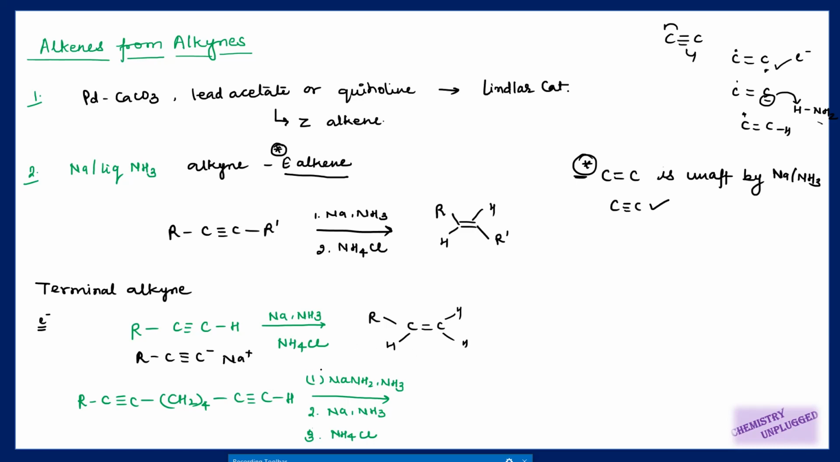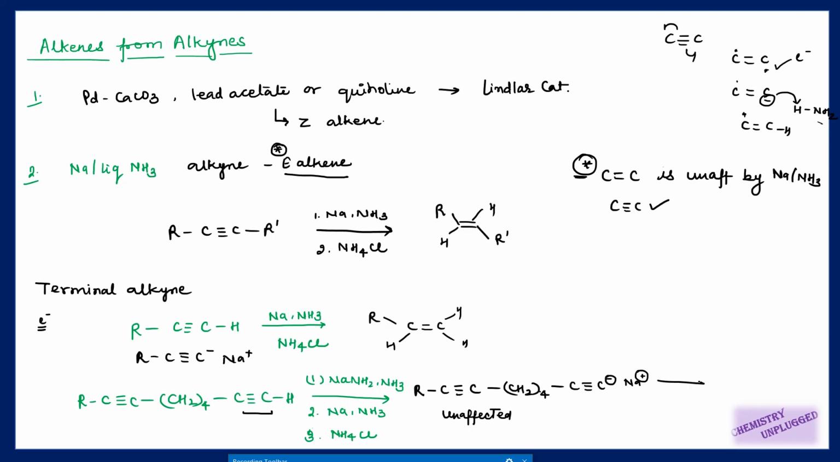So we have one more example here. In the first step we are using NaNH2 in ammonia simply, right? There is no ammonium chloride in the reaction. So when we have this NaNH2 and ammonia, it will first react with this terminal alkyne. When it reacts with this, it will form this acetylide, right? Now this acetylide will not allow further reaction to go on, means there is no reaction with this triple bond, it will remain unaffected, right?